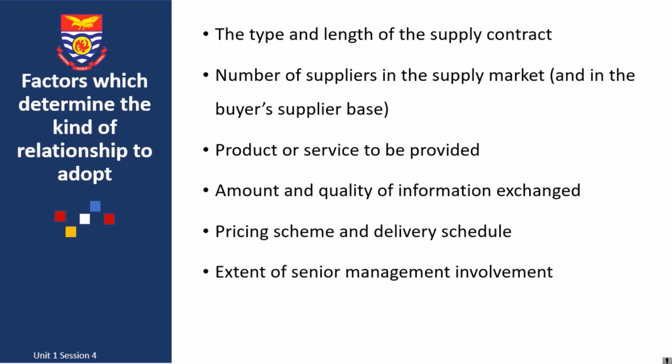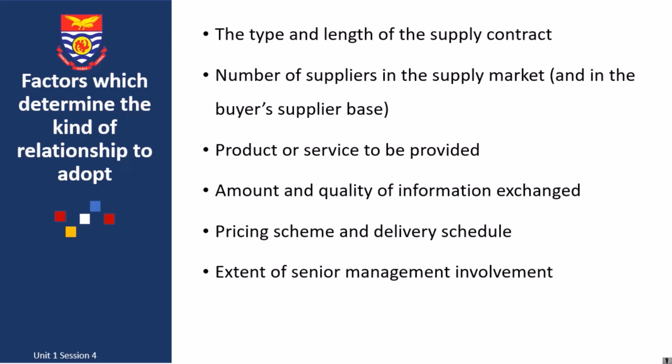So whether you are adopting a transaction approach or not, the nature or the length of supply contracts has to be considered. Then the number of suppliers in the market has to also be considered in determining the right relationship to adopt, because in the end one may gain power over the other and might want to exploit the other party. Then the product or service to be provided is also another factor which determines the kind of relationship to be adopted, and that can be seen typically in the Kraljic matrix.